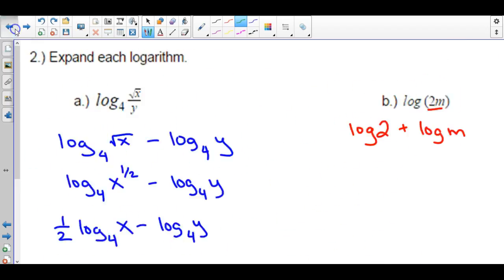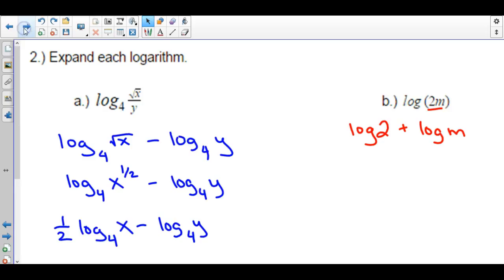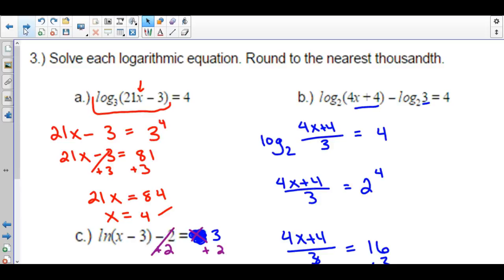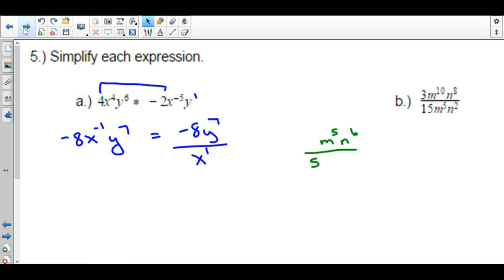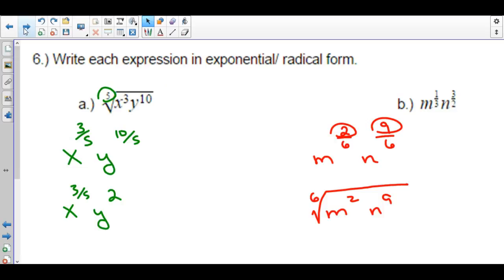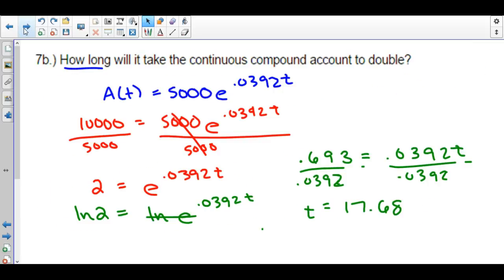So, quickly recapping a lot of what we had done. We started by simplifying some logarithmic equations by expanding or condensing them. We used that information to solve log equations and exponential equations. And then we practiced a little bit of simplifying using some rules of exponents and some conversions between radical and exponential form. And then we applied a lot of the exponential and logarithmic equations to a money problem dealing with different types of interest.